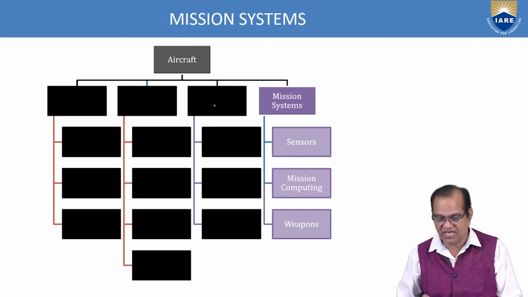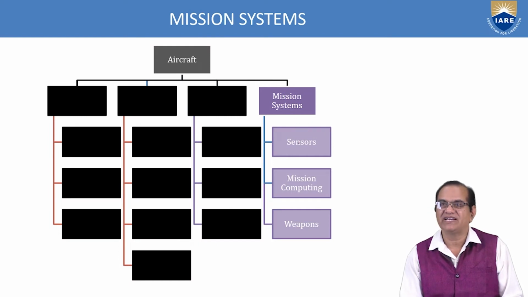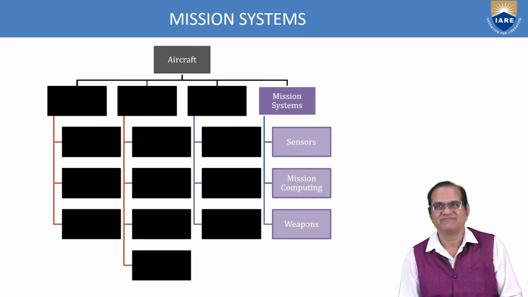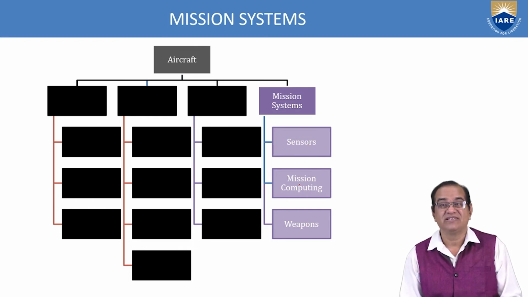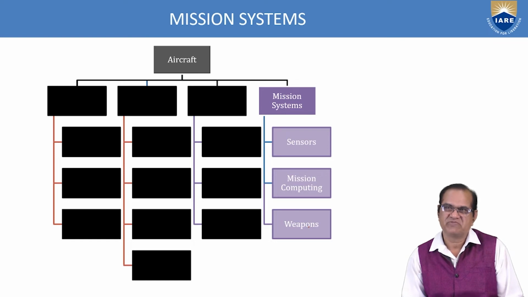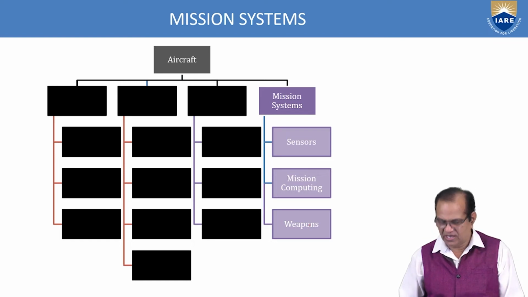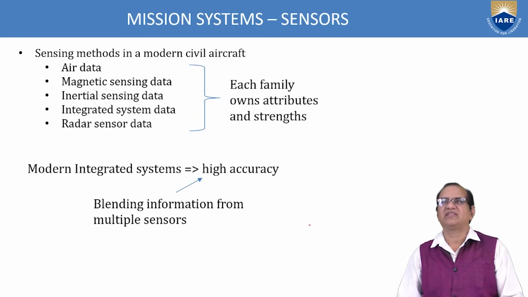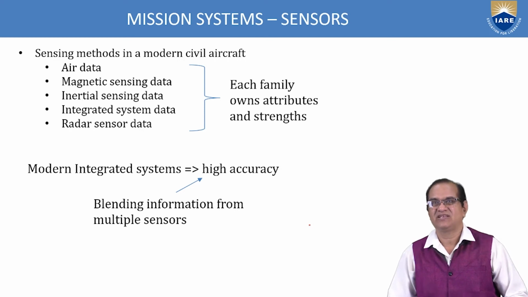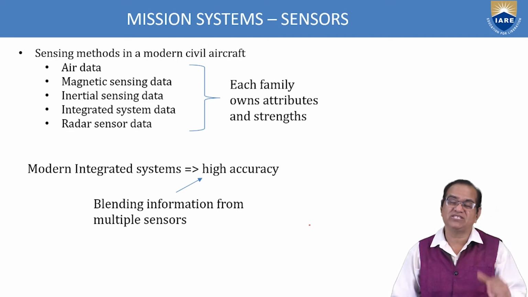The mission system contains sensors, mission computing, and the weapons. We need sensors for the mission system, we need some computer, and we need some weapons like missiles, bombs, torpedoes, and other different ammunitions. So I will start the mission system. First we will start with sensors. What type of sensors and why are they required?